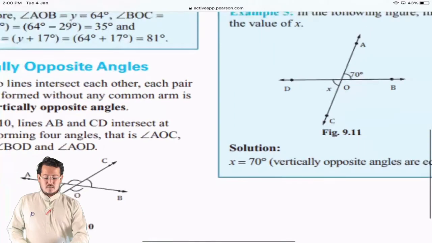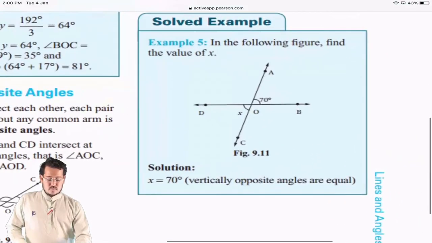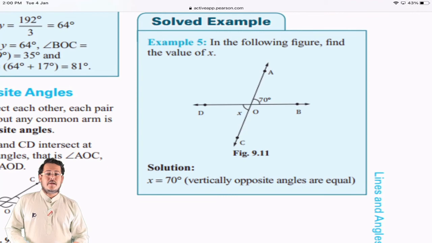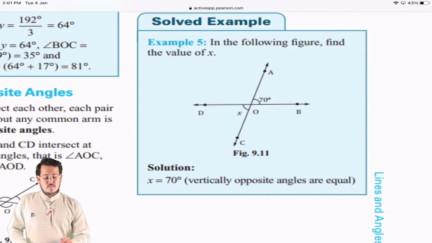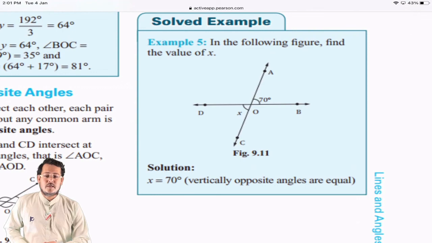So we'll see one example of this. As you can see, example number 5. It is a figure. We have to find out the value of X. And whenever there is a vertically opposite, the angles are same. Here line BD is intersecting line AC at a point O. The upper angle AOB is given 70 degree. So the measurement of angle COD will be same as it is 70. Why? Because both the angles are vertically opposite angles.